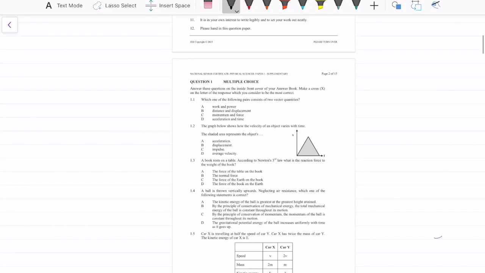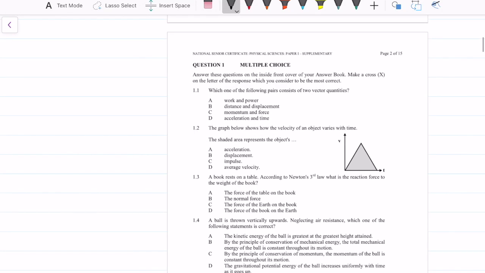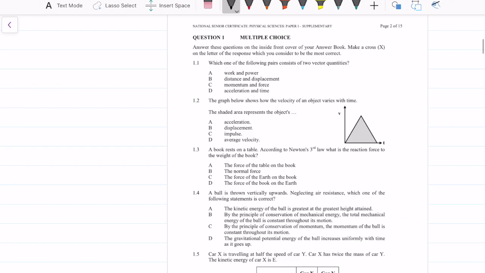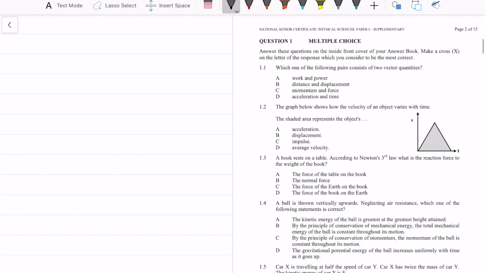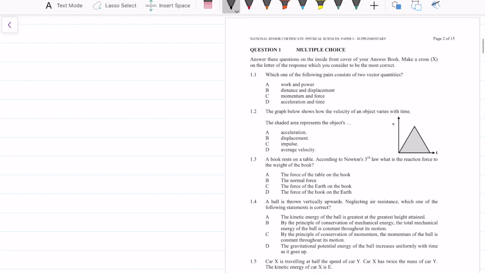Okay, so when we're doing this, I'm going to go through the correct answers, and then for certain questions, I'll explain why the other answers are incorrect, just so that you know. And then I suggest that you read these questions, pause the video and do the question, and then follow and see if you got the answer correctly. Okay, so let's start with question 1.1.